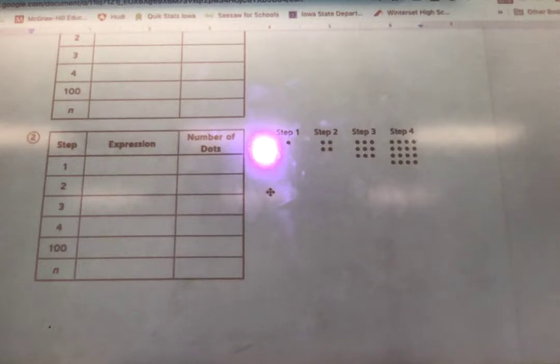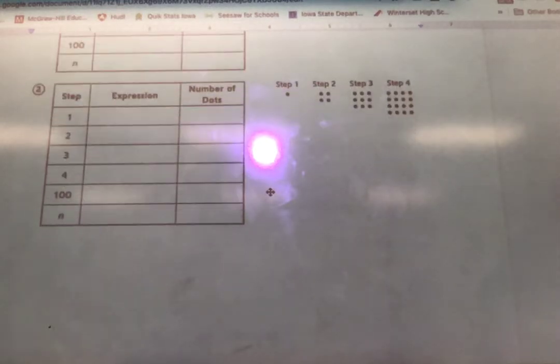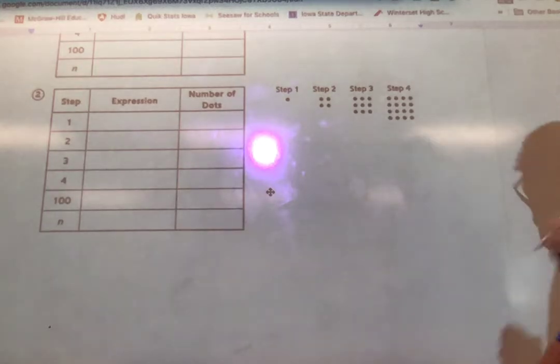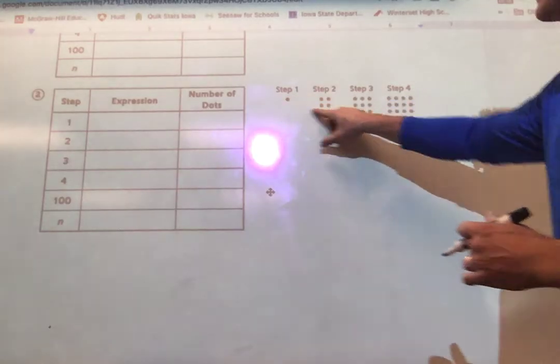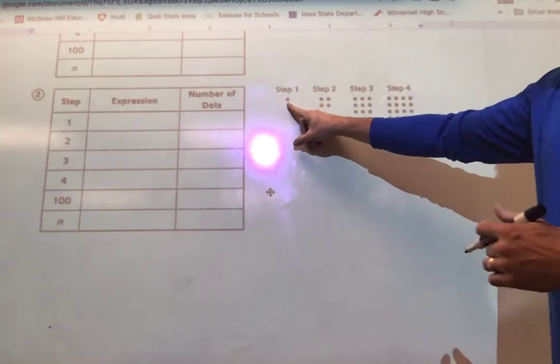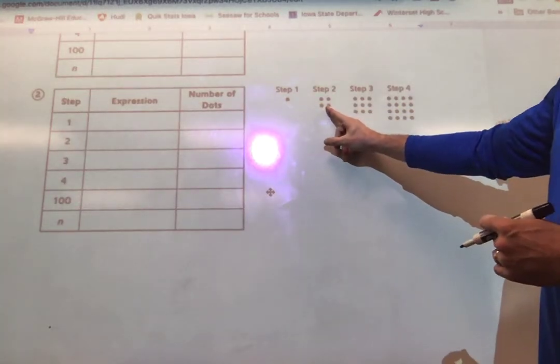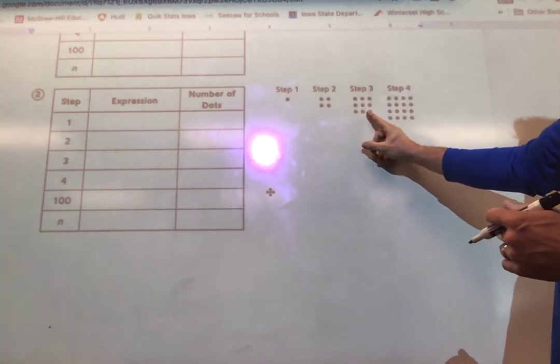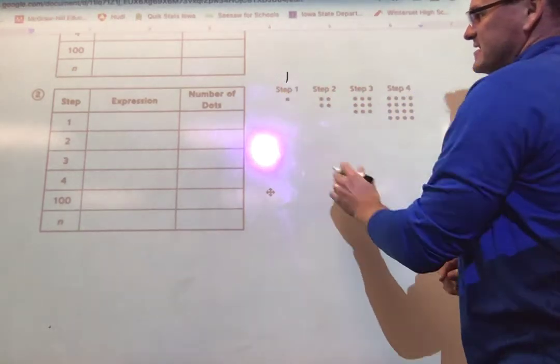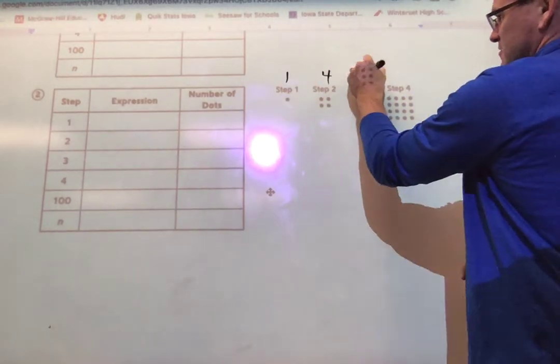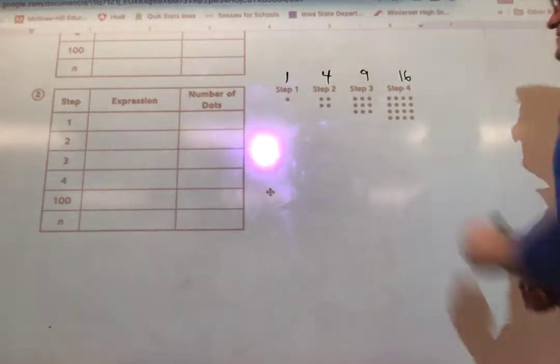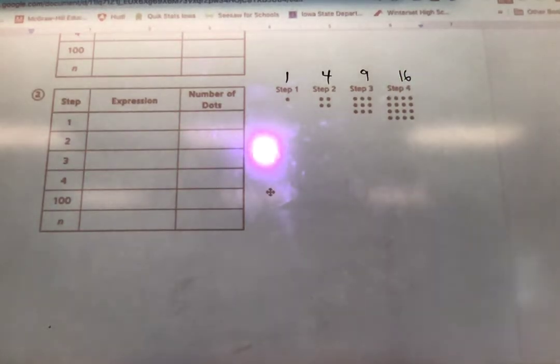All right, so on the second one here, okay. All right, so we've got the same things, but we've got a different pattern. Step 1, I've got 1. Step 2, it looks like it grows up to 4 dots. Oh, and I'm going to kind of write some things I see here. There's 4 dots here. It goes to 9, 16. So I'm trying to find what's going on.